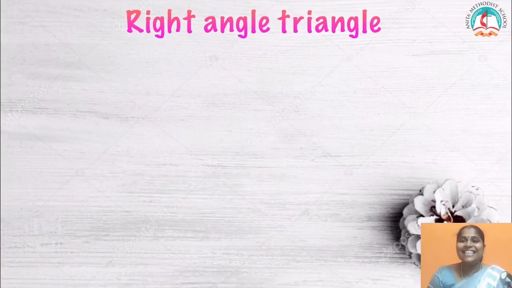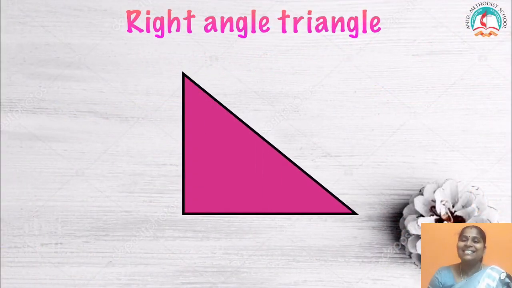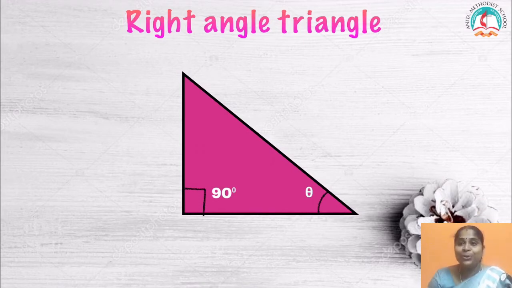Trigonometry generally deals with a right angle triangle. Look at this right angle triangle, children. We all know this angle is 90 degree. Do you have two unknown angles here? Yes. Let us consider one of the angles is theta. What is theta? Theta is used to denote the unknown measure of an angle.